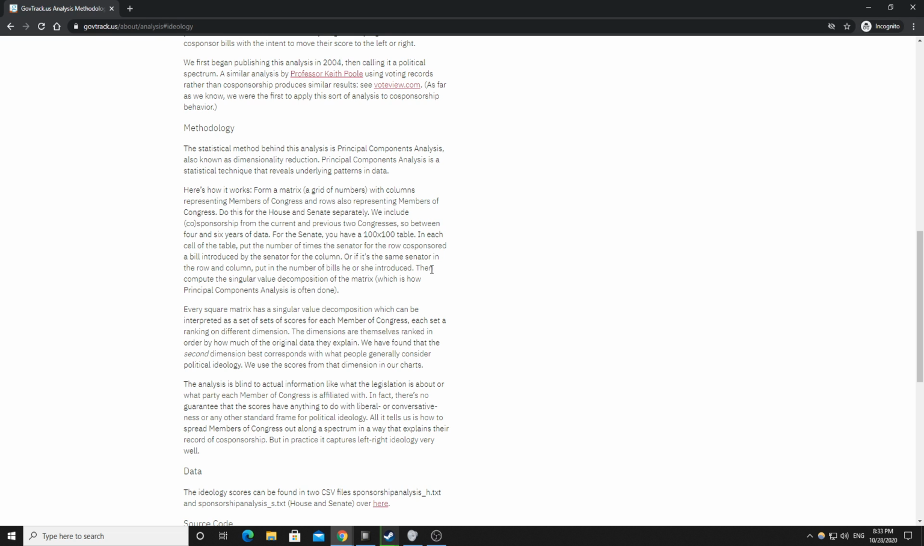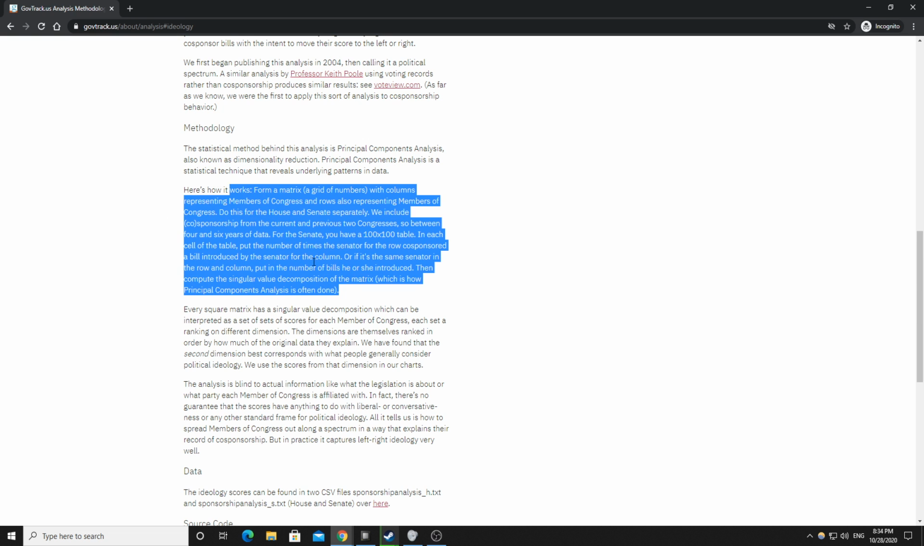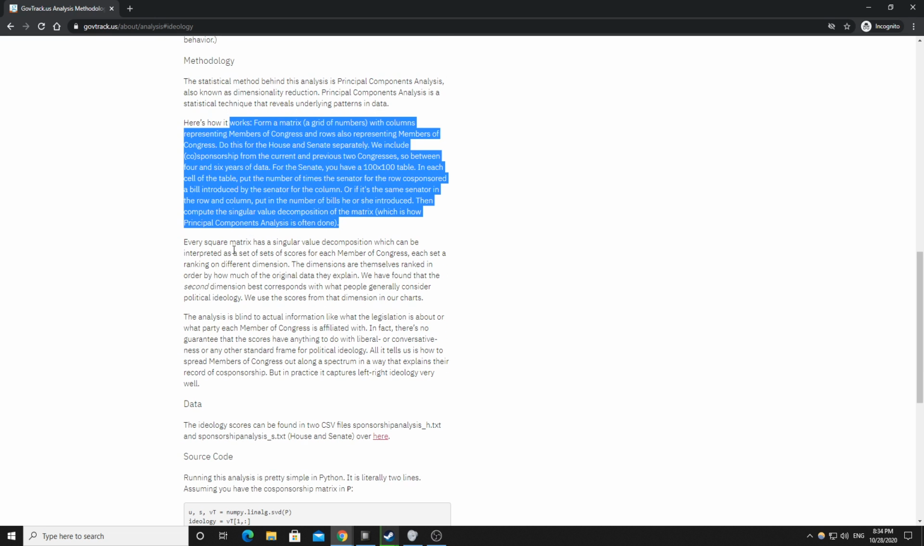This line right here: then compute the singular value decomposition of the matrix, which is how principal components analysis is often done. Like, excuse me? Okay. Why? This is utterly irrelevant information. If you presented this methodology to any scientific journal, they would fucking laugh at you. And they would tell you to go fucking work a job doing anything else. Like, this is ridiculous. But it gets better. It actually gets better.